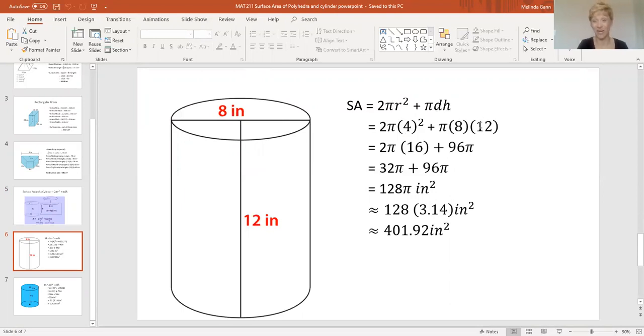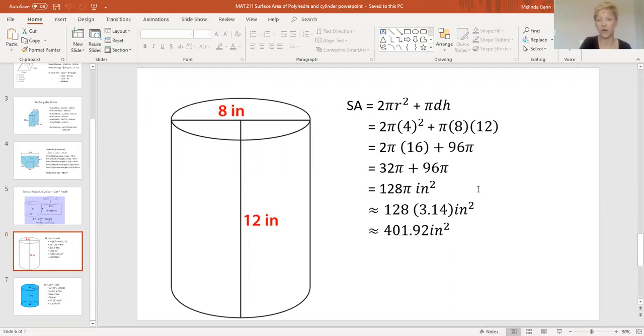Order of operations, I don't have anything inside of parentheses to do, but I do have some exponents. So 4 squared is 16. And then 16 times 2 is 32. So I get 32 pi when I do this one. And then 8 times 12 is 96. So I get 96 pi here. Now, when you add apples to apples, you get apples. So when you add pies to pies, you get pies. So 32 pi plus 96 pi is 128 pi.